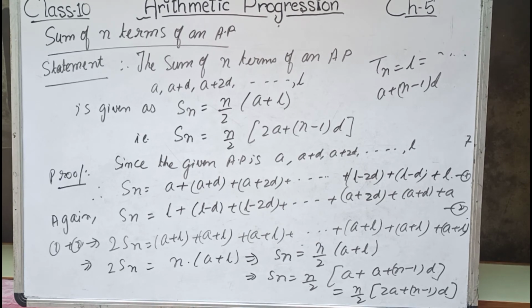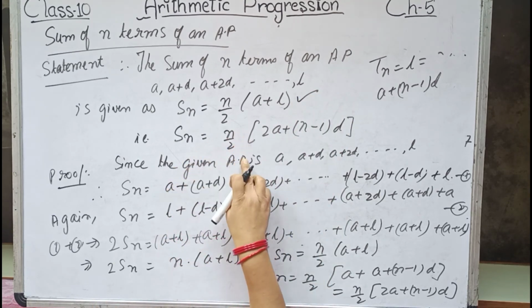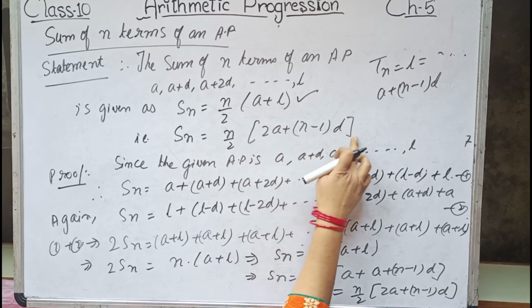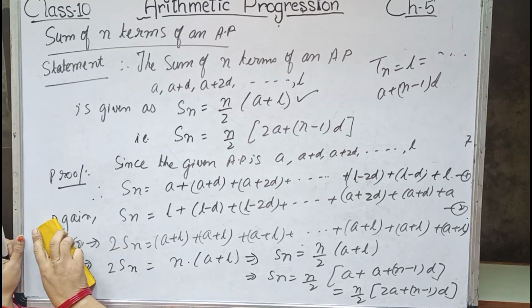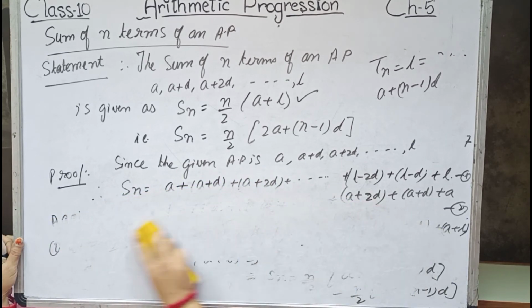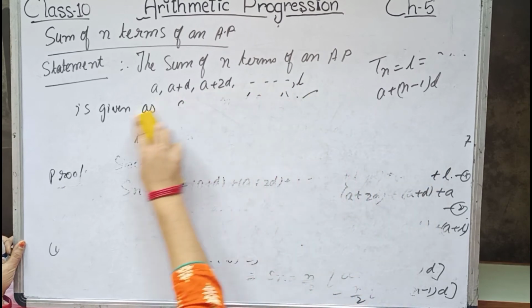So children, remember, depending on the questions we can use the formula of sum of n terms of an AP as Sn equals n by 2 first term plus last term, or Sn equals n by 2, 2a plus n minus 1 into d. So let us move to the different types of sums based on the formula for sum of n terms of an AP.